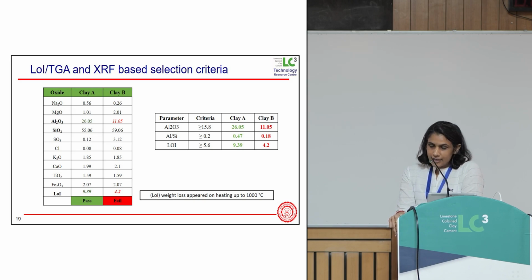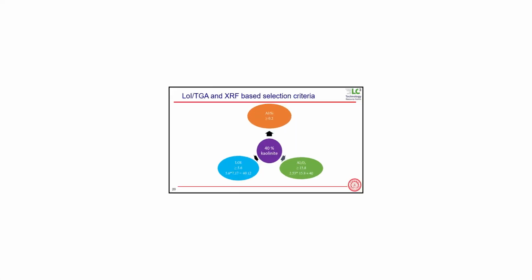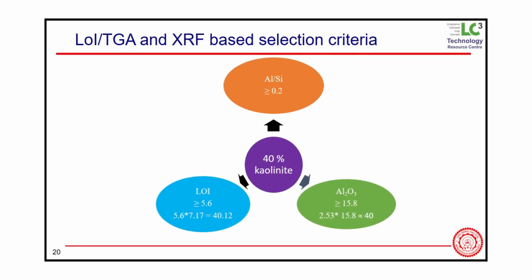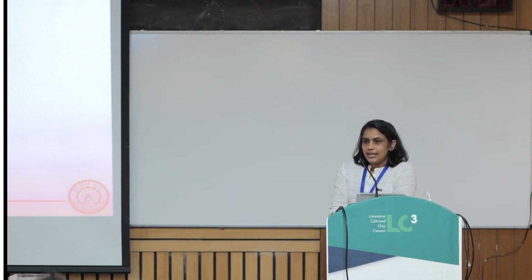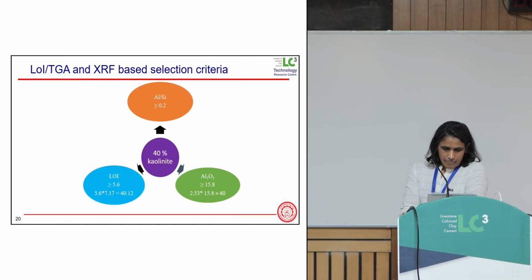While we look at clay B, which has a lower alumina content, lower alumina by silica ratio, and followed by the lower LOI, we will not proceed with clay B further. So here are the selection criteria that will be used for qualification of a particular clay: the LOI, TGA and XRF based.